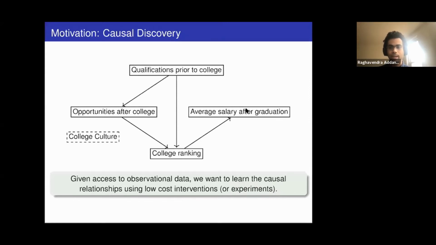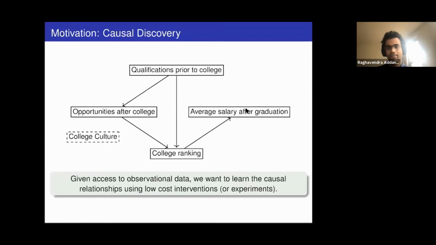So it's possible that we can recover some parts of it, but in certain settings, we cannot recover all the relationships using just the data we see. That is called observational data. So the goal in this field is to use this observational data and perform certain experiments or interventions, which we'll define shortly, use these interventions or experiments to learn the full causal graph.